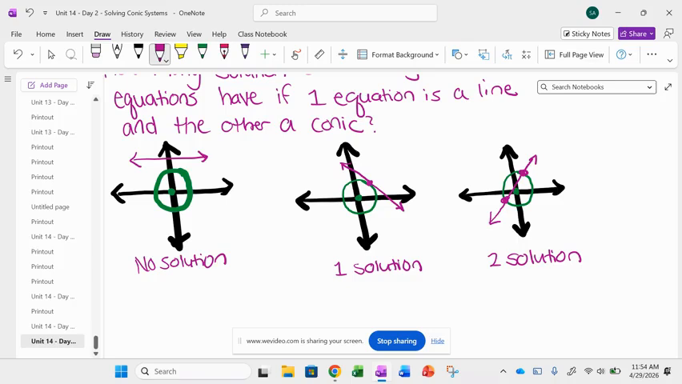So a lot of you said two or less, right? So we can have at most two solutions. You can have less than two solutions. You could have one solution. You could have zero solutions. But can we have more than two solutions? No, there's no way to draw that line and a conic where it intersects more than just twice. All right.